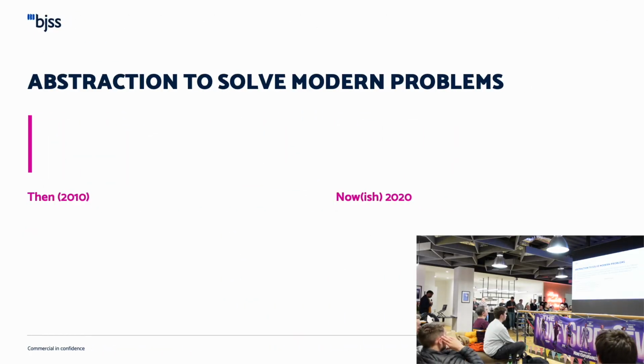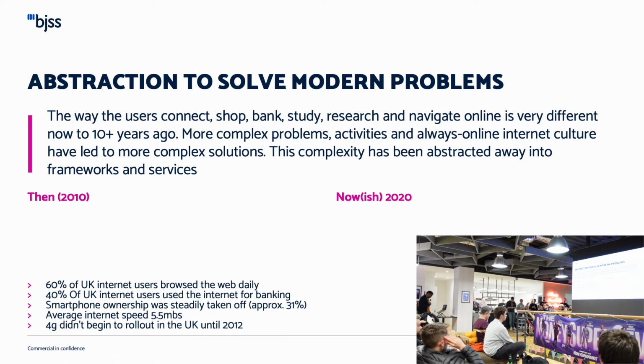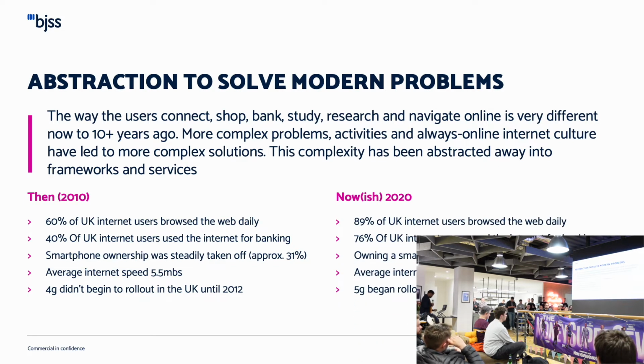So only 60% of users browse the web daily, and only 40% of users use the internet for things like banking. So with the expansion of the number of users using the web daily for a variety of different tasks, has increased the complexity needed for the front end to keep up with users' needs. This is not just a front end issue, but to solve these problems at a larger scale has led to an abstraction of complexity away from the developers in the sense of third-party frameworks and services.